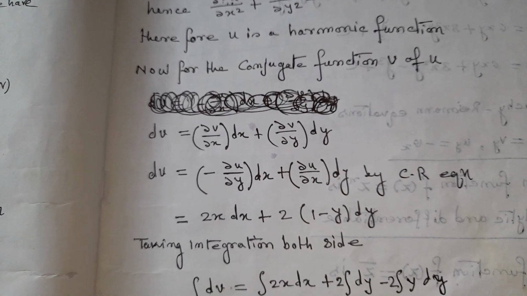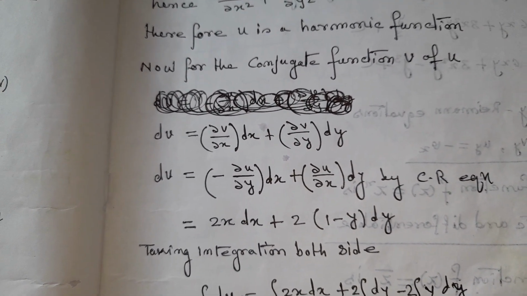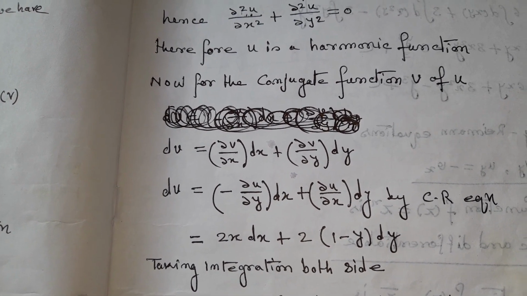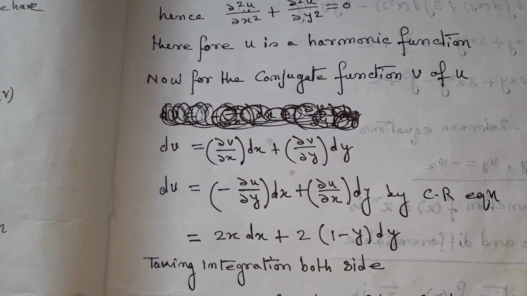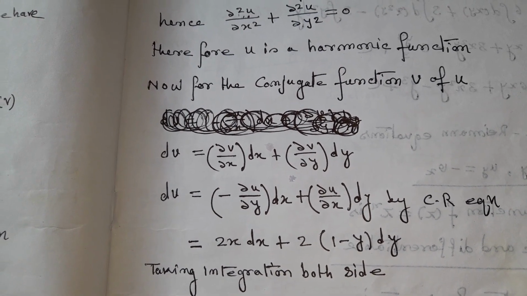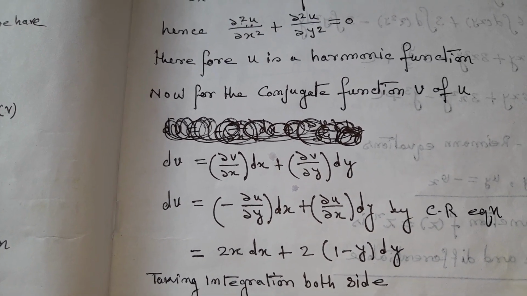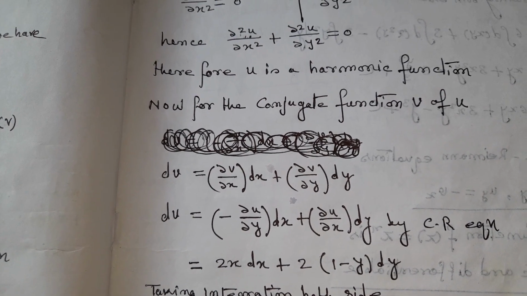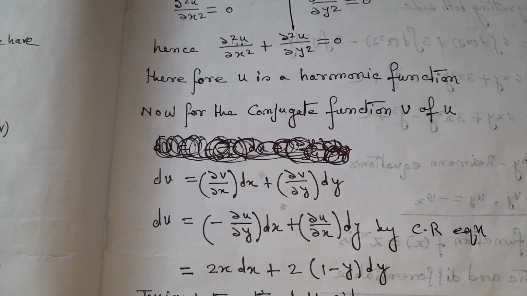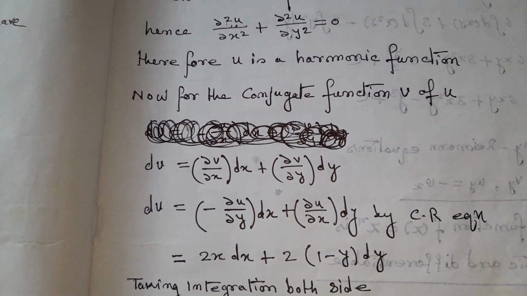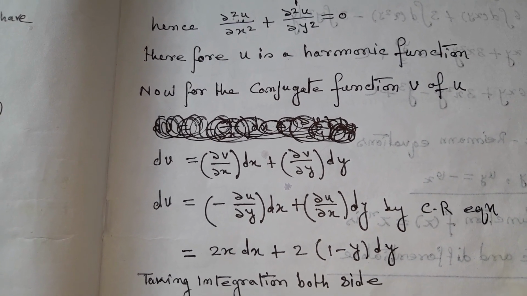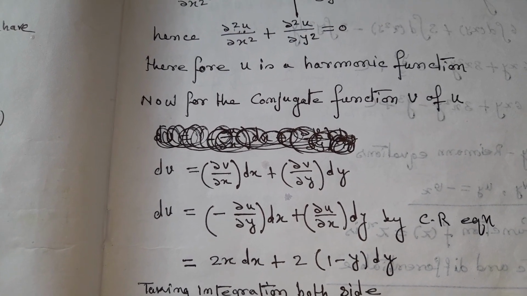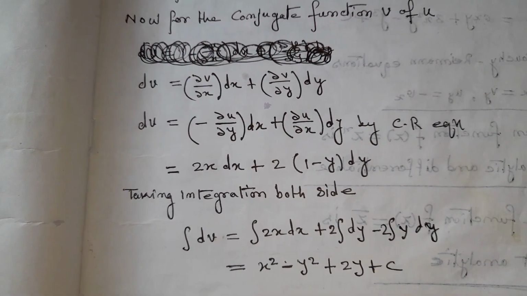Now by the CR equation, 2x dx plus 1 minus y dy. It will be 2x dx because ∂u/∂y will be replaced by 2x, and ∂u/∂x will be replaced by 2 into 1 minus y, through the Laplace's equation. We know that by the CR equation.